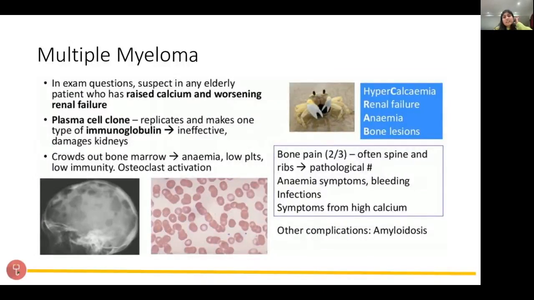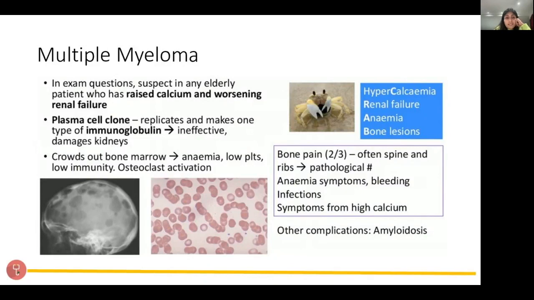Quick note on myeloma. The main thing to say is you've got your CRAB features, the mnemonic to remember: hypercalcemia, renal failure, anemia, and bone lesions. And in your SBAs, if you've got an elderly patient who's come in with hypercalcemia and worsening renal failure, so they'll tell you that their eGFR has decreased or their creatinine has exponentially increased, then be very worried about myeloma.